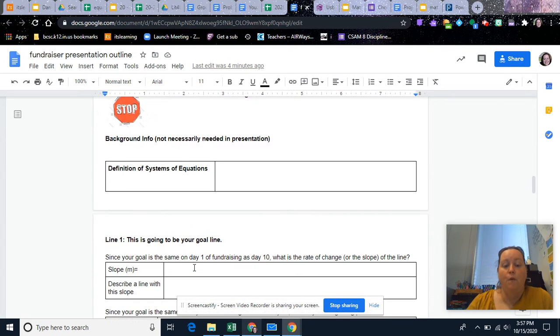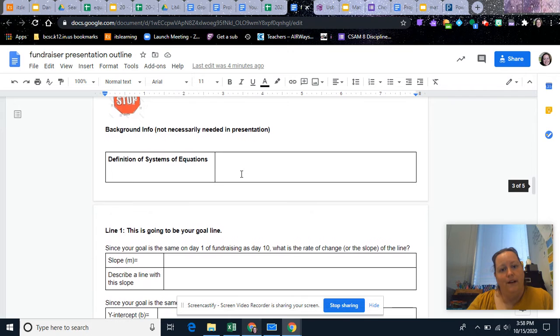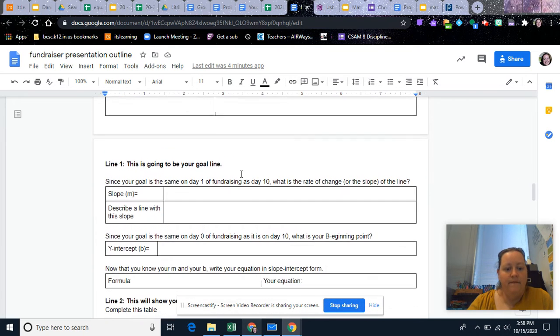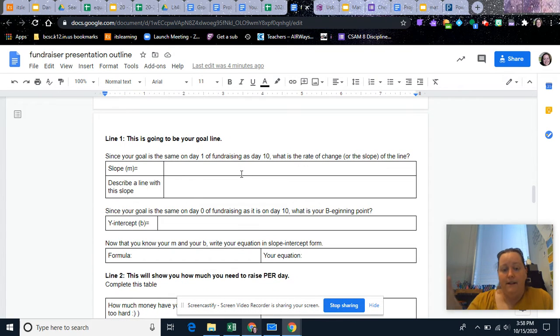Okay, so moving on. What we're doing here isn't necessarily needed specifically in the presentation, but it's going to help us with what we do need in our presentation. So you will need to look up the definition of systems of equations, and we will also be working with that in class next week. And then what you find out about a system of equations is that there's at least two lines. And so in this case, there will be two lines.